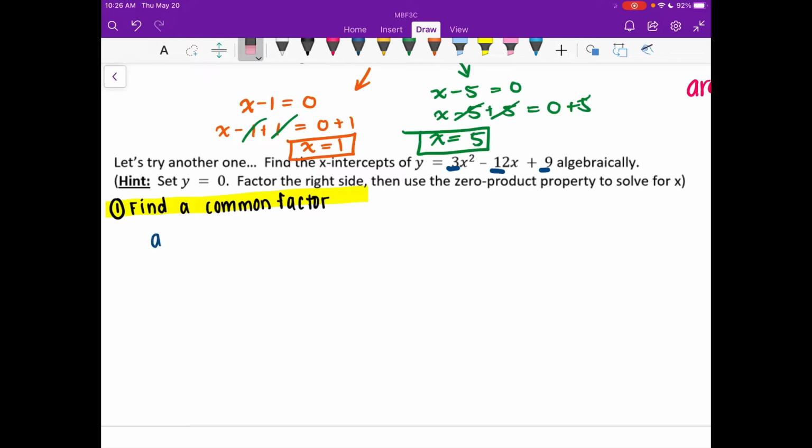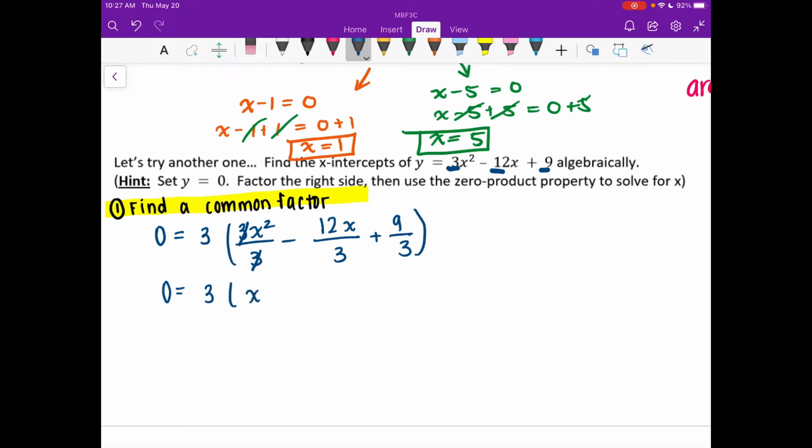So 0 equals 3, 3x squared divided by 3 minus 12x divided by 3 plus 9 divided by 3, right? 3 divided by 3 is just 1, so it's 0 equals 3, x squared. 12 divided by 3 is 4, left over with the x, plus 9 divided by 3 is just 3. Now we have a simple trinomial in the middle, right?